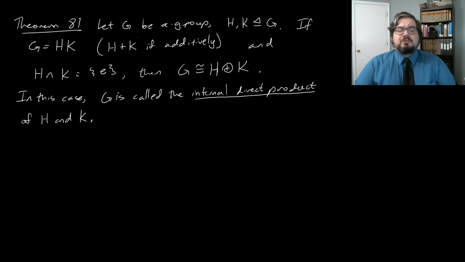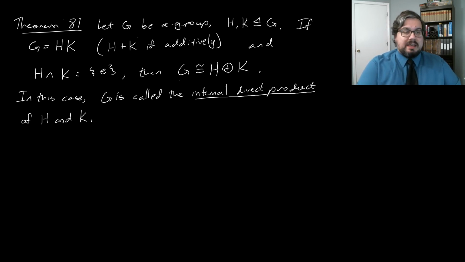So internal direct product, meaning that we're starting with two groups that were subgroups of G itself, and that satisfy the conditions in the theorem. Notice, however, that this theorem only goes one way. To say that G is an internal direct product of H and K means more than just saying that G is isomorphic to the direct product of H and K.